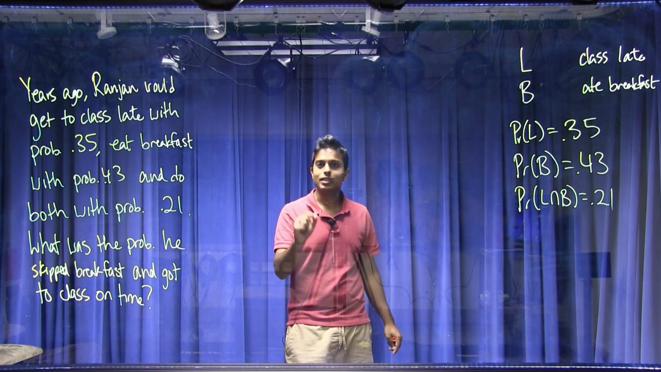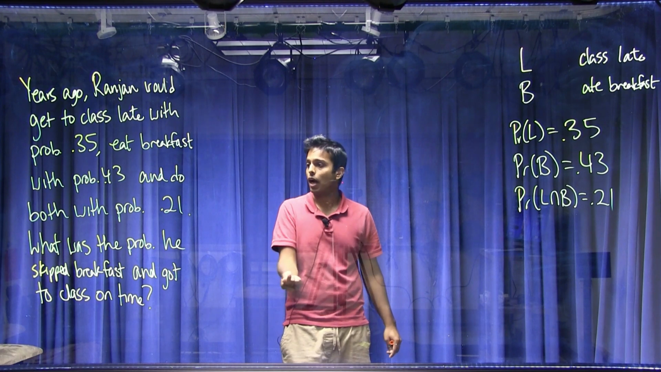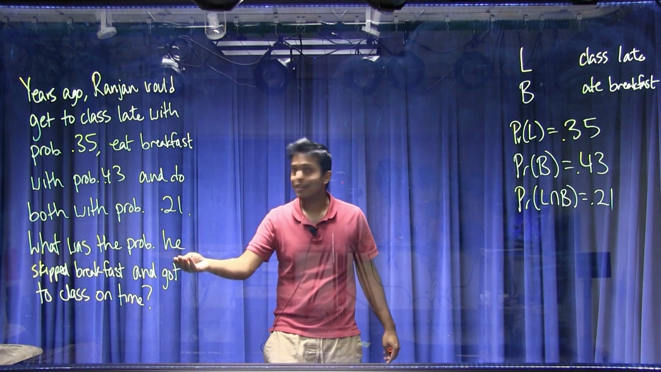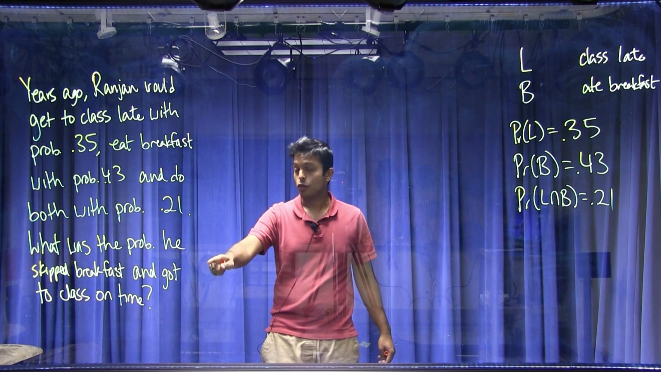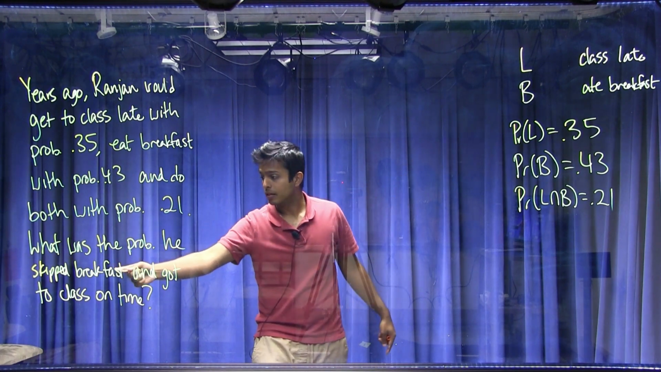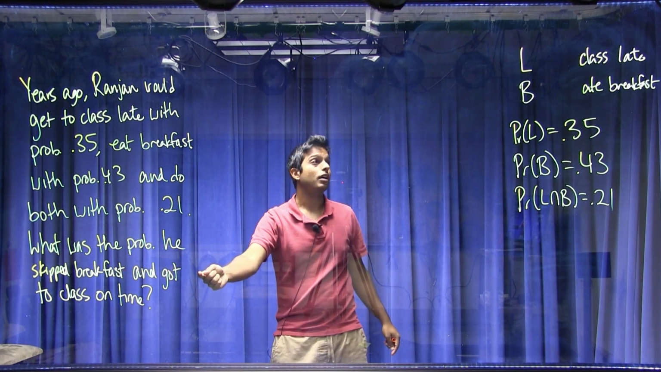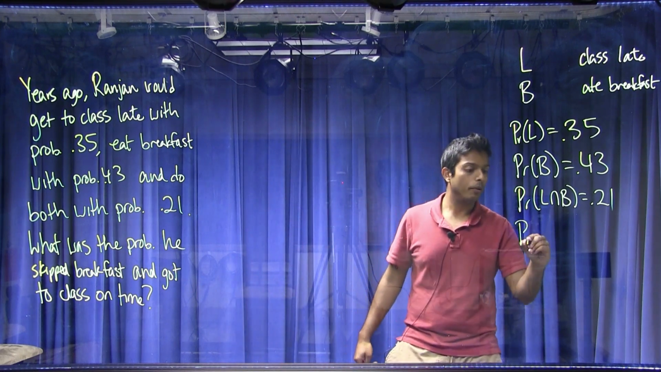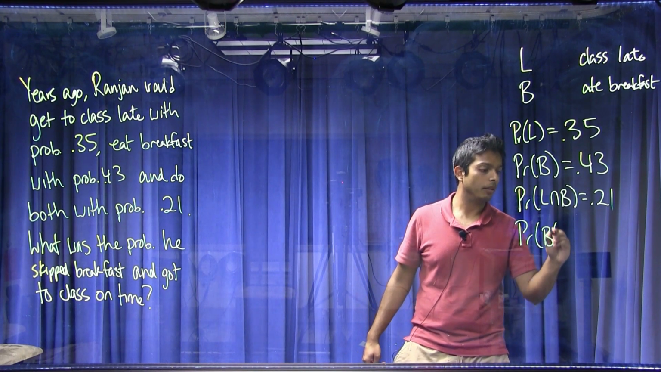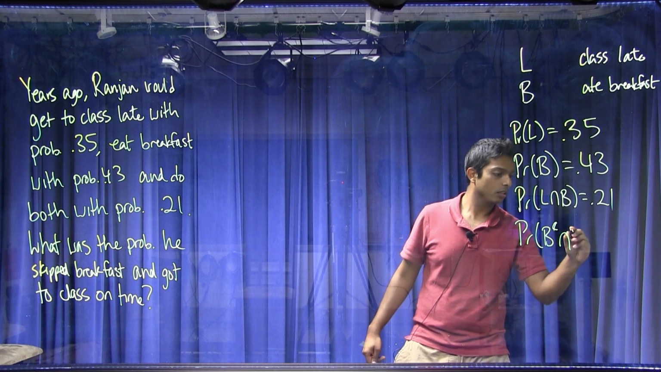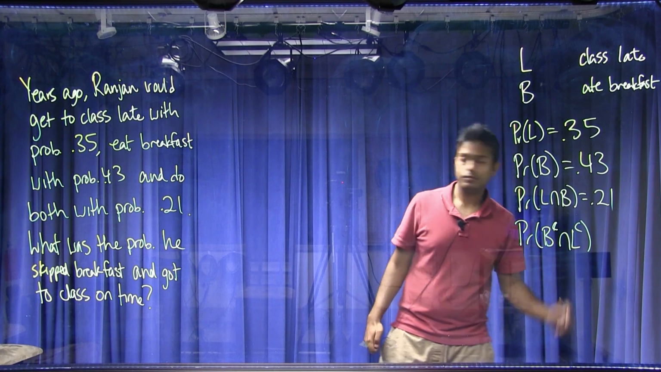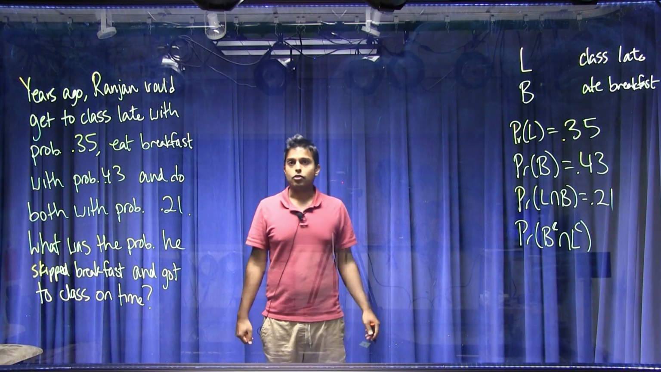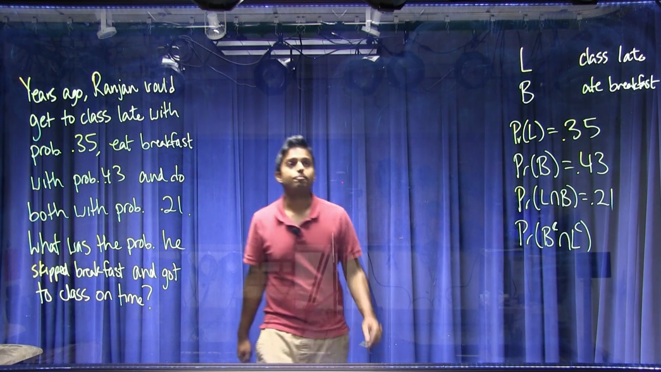Before we make our Venn diagram, let's do one other thing. Let's figure out what exactly it is we're trying to figure out. We want to know the probability that I skipped breakfast, so that's not B, or B complement, and I get to class on time. That's not L, that's L complement. So what we want is the probability of B complement intersect L complement.